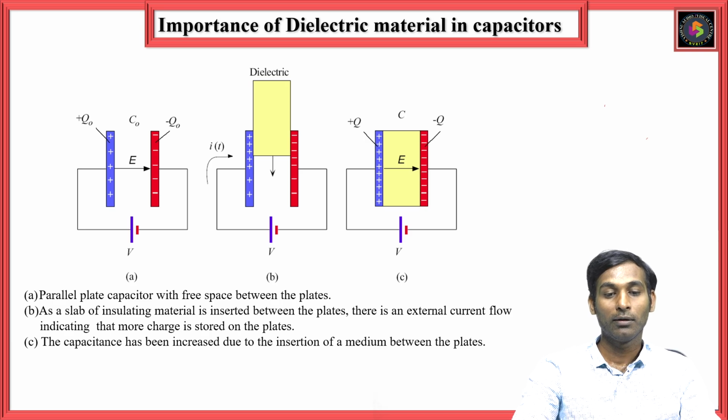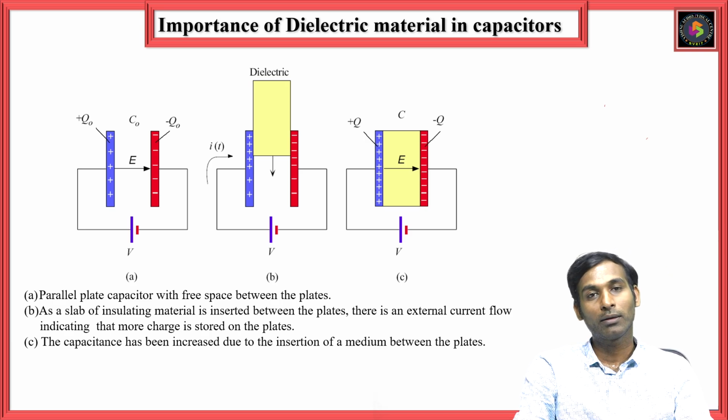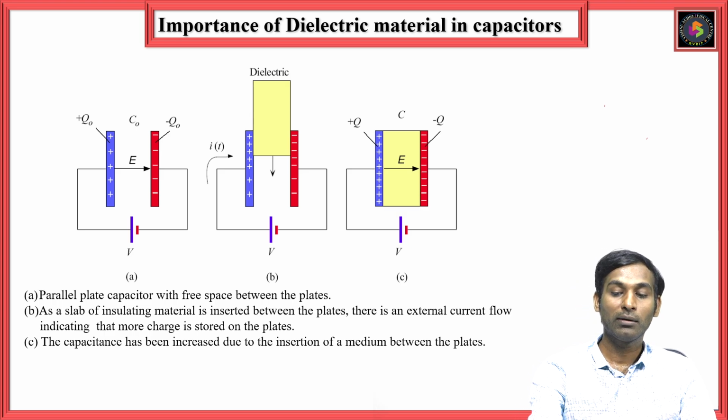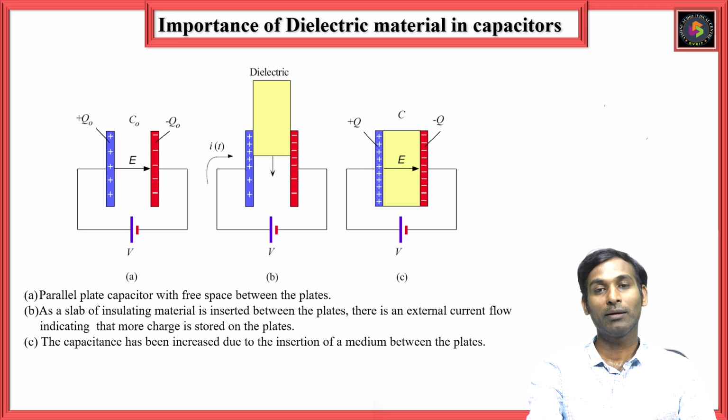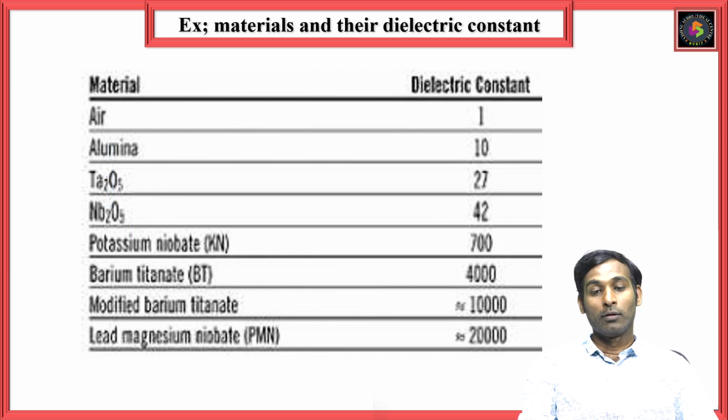So in this material, what is the importance of the dielectric material and what is the importance of the capacitor? One is the external current flow, indicating more charge is stored in the plates. One is the insertion between the plates. The area of cross section is increased. This is just a comparison of the capacitor. So what is the dielectric material?